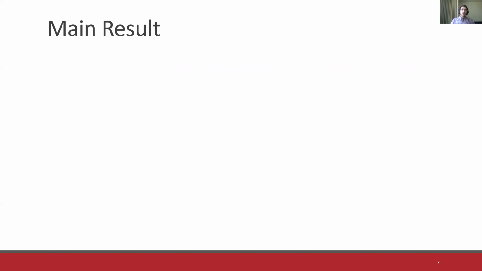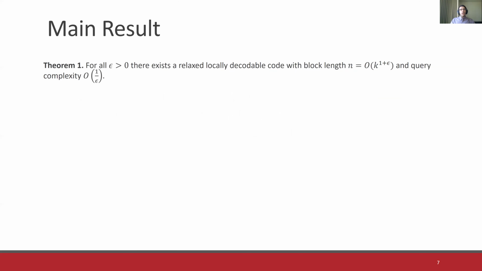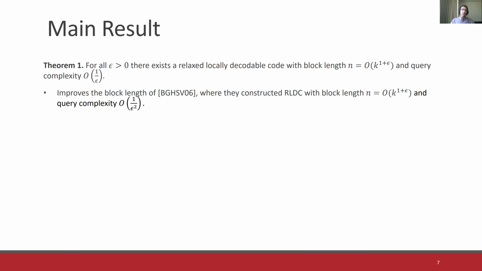So this brings us to the main result of this work. In this work, we showed that for all positive epsilon, there exists an RLDC with block length equal to O of k to the power 1 plus epsilon and query complexity of 1 over epsilon. This improves the query complexity of the original work of Ben-Sasson et al., where they constructed an RLDC with block length equal to O of k to the power 1 plus epsilon and query complexity O of 1 over epsilon squared.